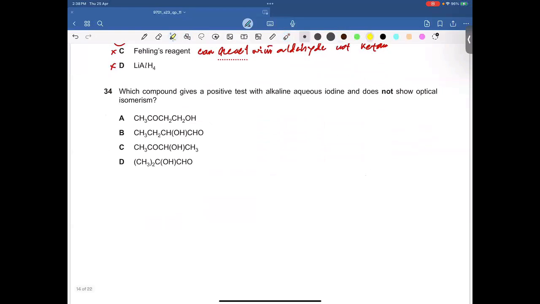Question 34. Which compound gives a positive test with alkaline aqueous iodine? Well, alkaline aqueous iodine gives positive test when we have CH3CO group present, okay, and does not show optical isomerism. That means no chiral carbon atom. So my answer is A straight away, because in this compound there is no chiral carbon.